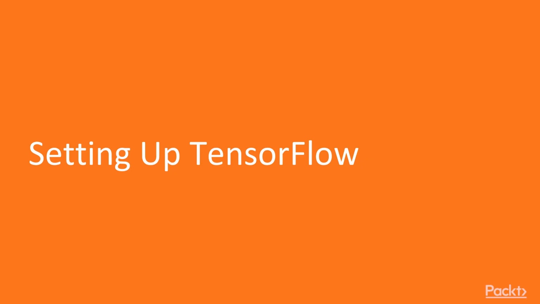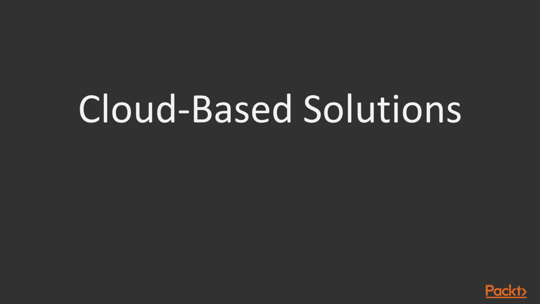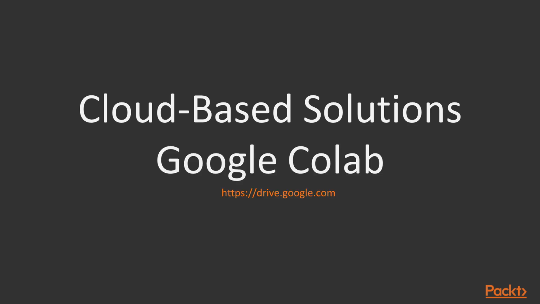So let's get started. In this video, we look at various ways of setting up a programming environment. We'll look at both cloud-based options as well as local options that you deploy on your computer. The first solution we'll look at is Google Colab. This is accessible via Google Drive. If you don't have a Google account, you'll need to create one.